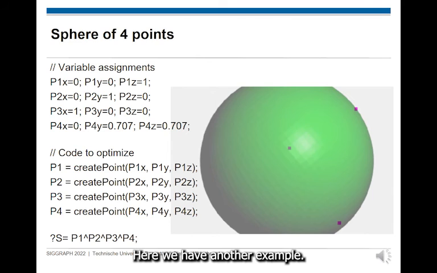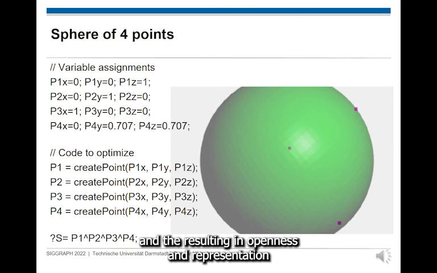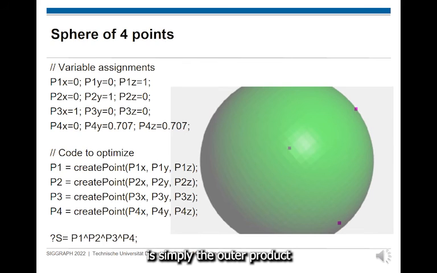Here we have another example. It defines a sphere based on 4 points, which are on the sphere. We define the points P1, P2, P3, and P4, and the resulting sphere in OPNS representation is simply the outer product of these 4 points.